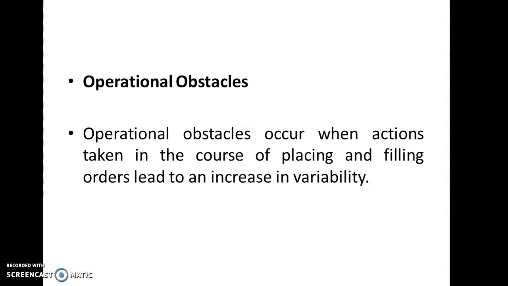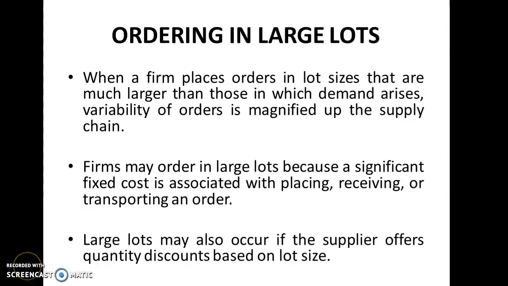Next one is operational obstacles. Operational obstacles occur when actions taken in the course of placing and filling orders lead to an increase in variability. Ordering in large lots: when a firm places orders in lot sizes that are much larger than those in which demand arises, variability of orders is magnified up the supply chain.